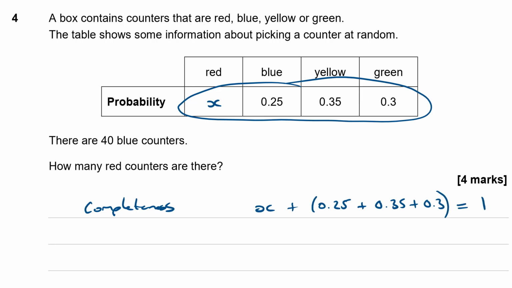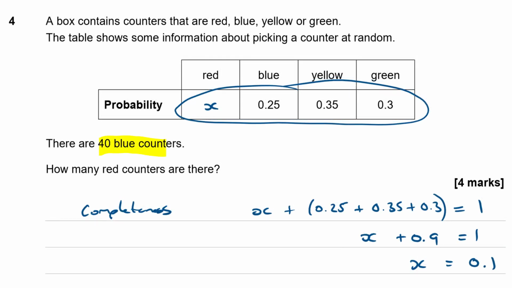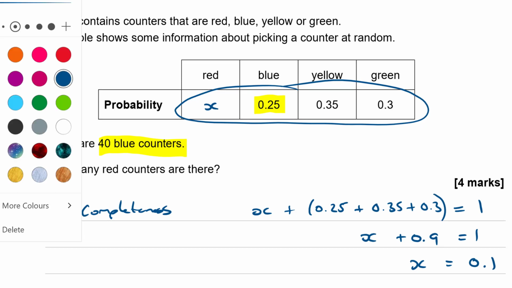Okay, well, what is 0.25 plus 0.35 plus 0.3? 0.25 and 0.35 is 0.6, plus 0.3 is 0.9, isn't it? So that's x plus 0.9 is equal to 1, making x equal to 0.1. So we know then the probability of getting red must be 0.1. So if there are 40 blue counters altogether, and we know the probability of obtaining the blue is 0.25, we should be able to work out the number of counters altogether.